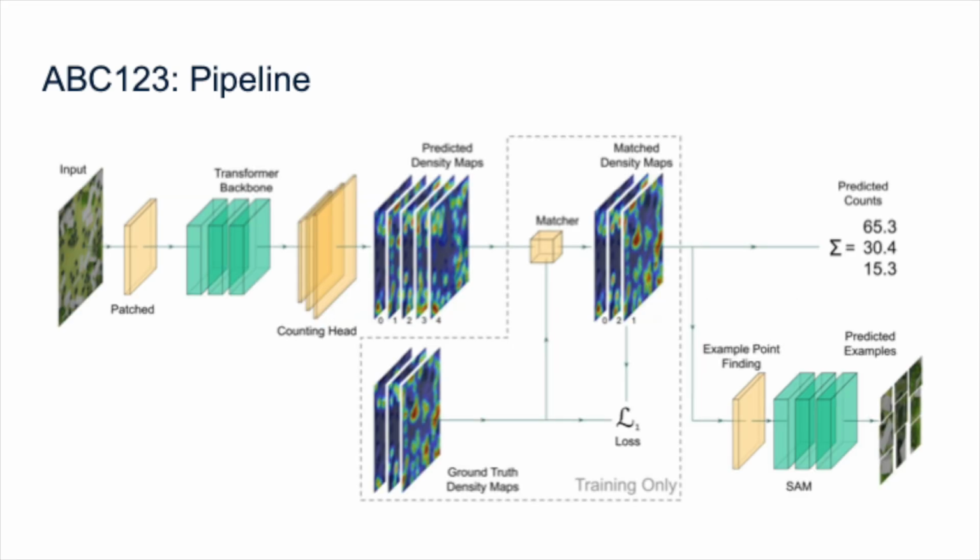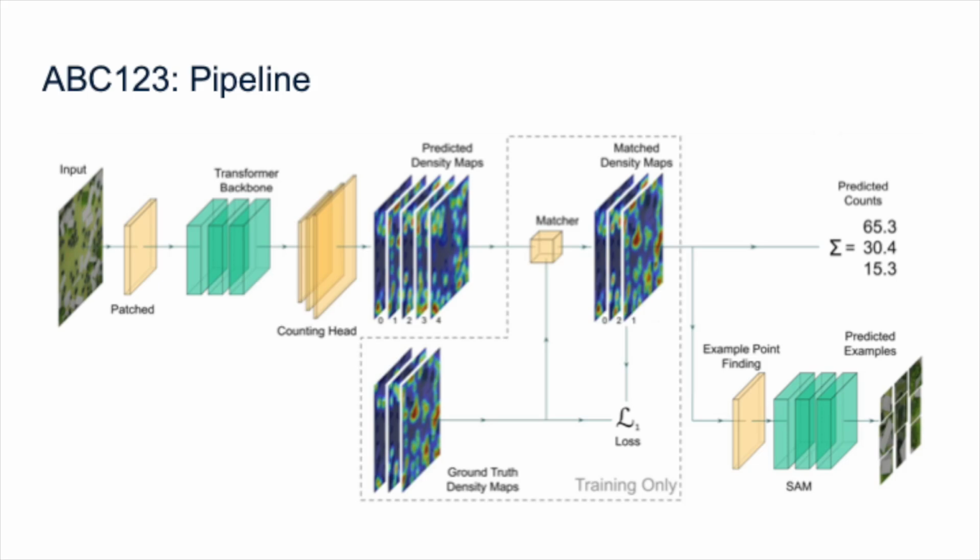We generate predicted density maps using a ViT backbone and a convolutional upsampling head. During training, we match these predicted density maps to their associated ground truth density maps and use a pixel-wise L1 loss for training. We can integrate the predicted density maps to find their counts.